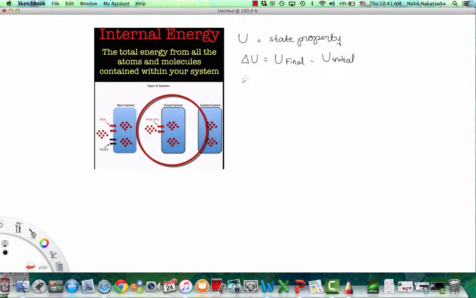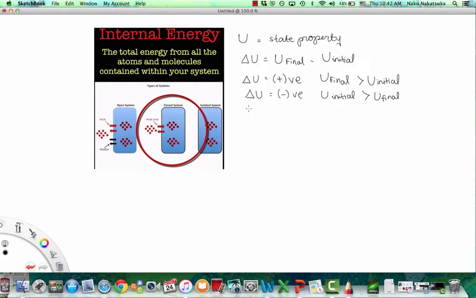What does this mean? Well, if delta U is positive, it means that the final U is greater than U initial. And on the other hand, if delta U is negative, then U initial is greater than U final. So in this case, we're looking at a closed system. And we know that the energy of a closed system can be changed by heating or cooling or by compression or expansion. We talked about this before.